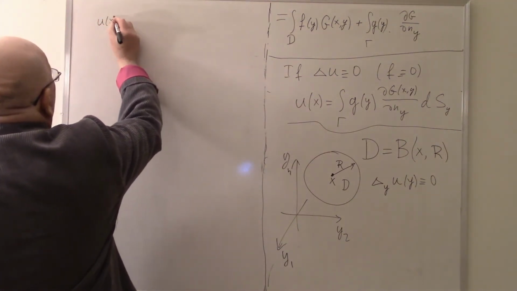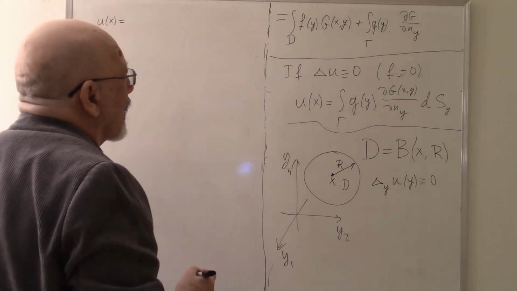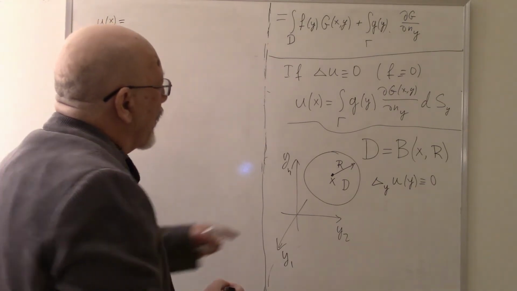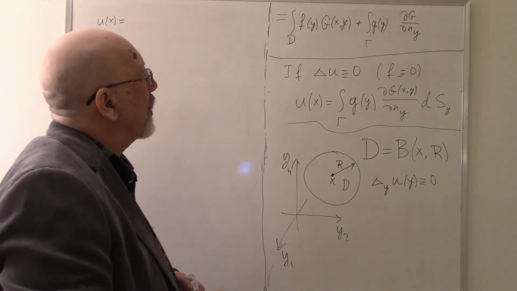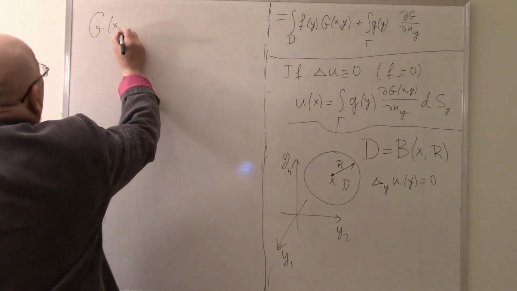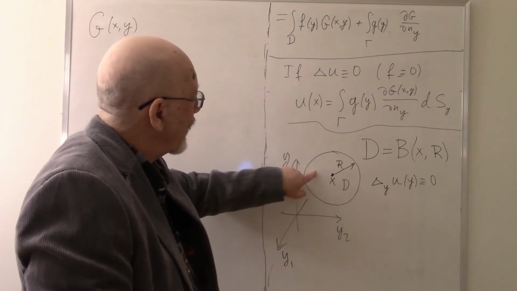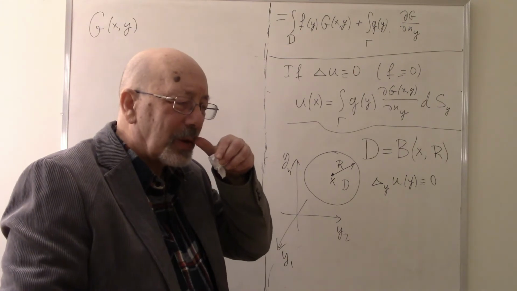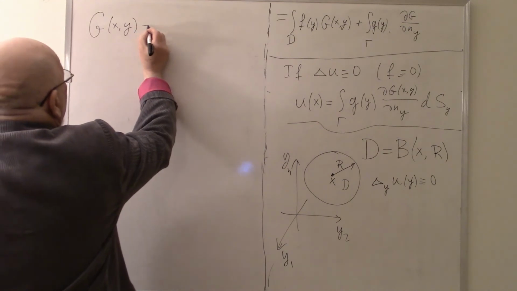U of x equals... so x is a fixed point, yes? So what is g of xy? Of xy. Note that if x is not the center, then it is a non-trivial problem. But if x is in the center, it is the following.